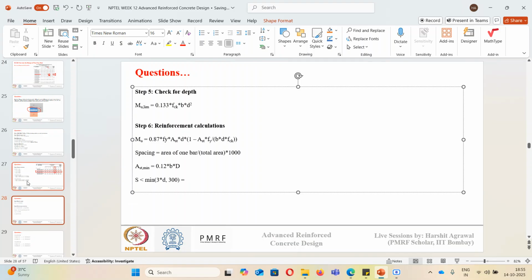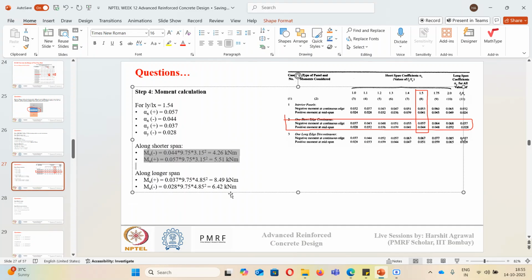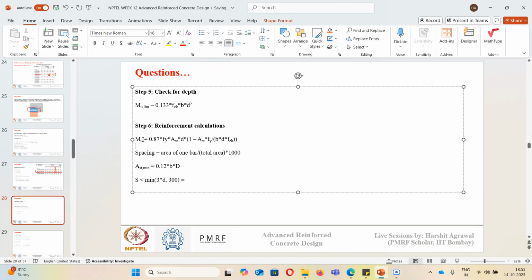So the Mu value we know for all four cases, positive and negative along the longer and shorter span. Once we know the Mu value, we know the relationship that we saw in the reinforced concrete beam. Mu we know, fy we know, and we know b and d. If we know all these parameters, we can estimate the area of steel reinforcement. Once we know the area of rebar, for how much spacing we need to provide, we take the area of one bar, which we know since we are using 8 diameter rebar, and divide it by the total area we are getting from here, into 1000, because the width of one section is 1000.